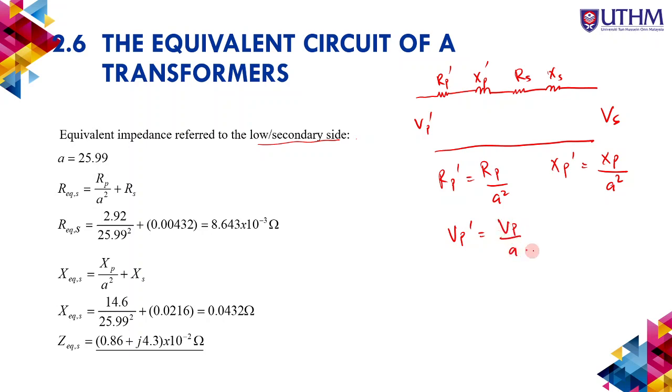Therefore I said it is better you do it like this, because otherwise you get confused, either A square times Rp or Rp divided by A square. So you need to be familiar with this kind of calculation, with this kind of equation. And then you just add everything to get the equivalent R, equivalent X, and also the equivalent Z.